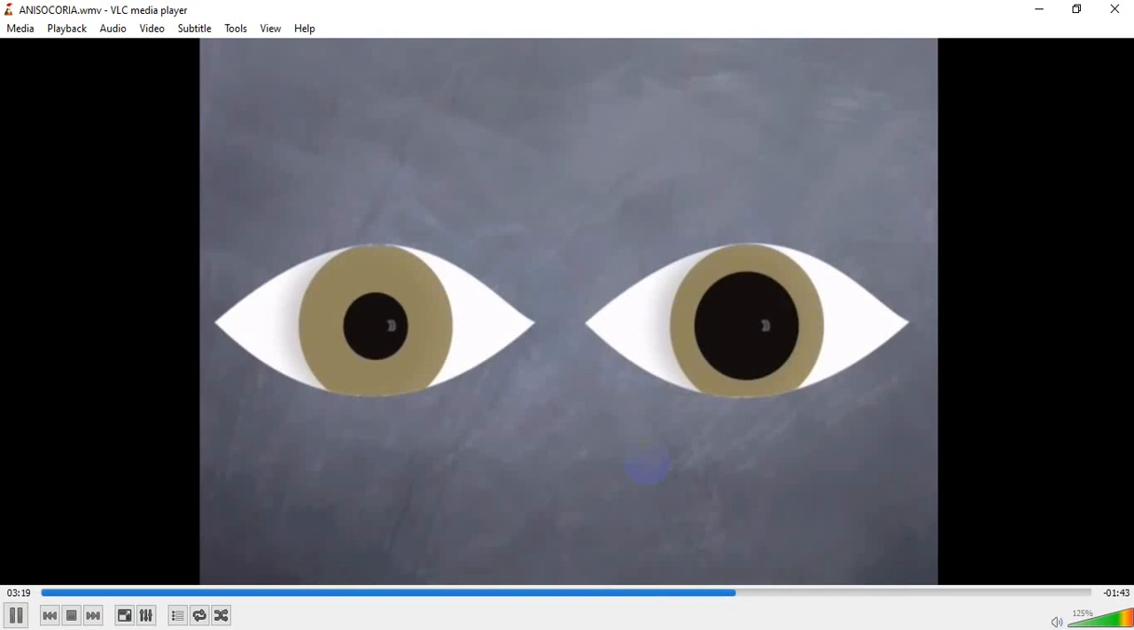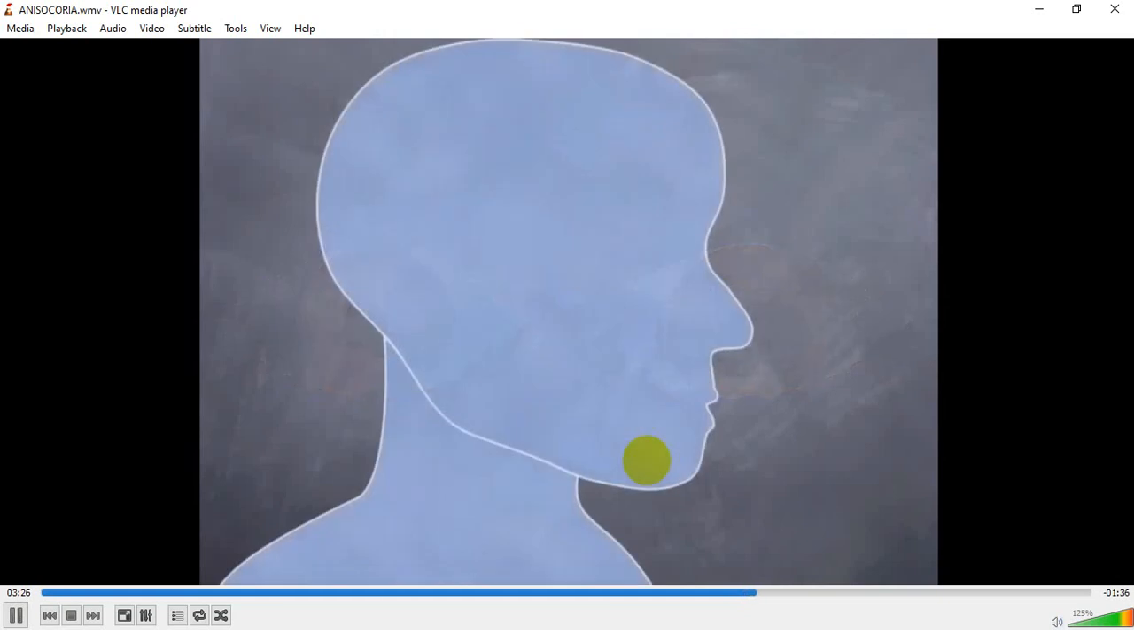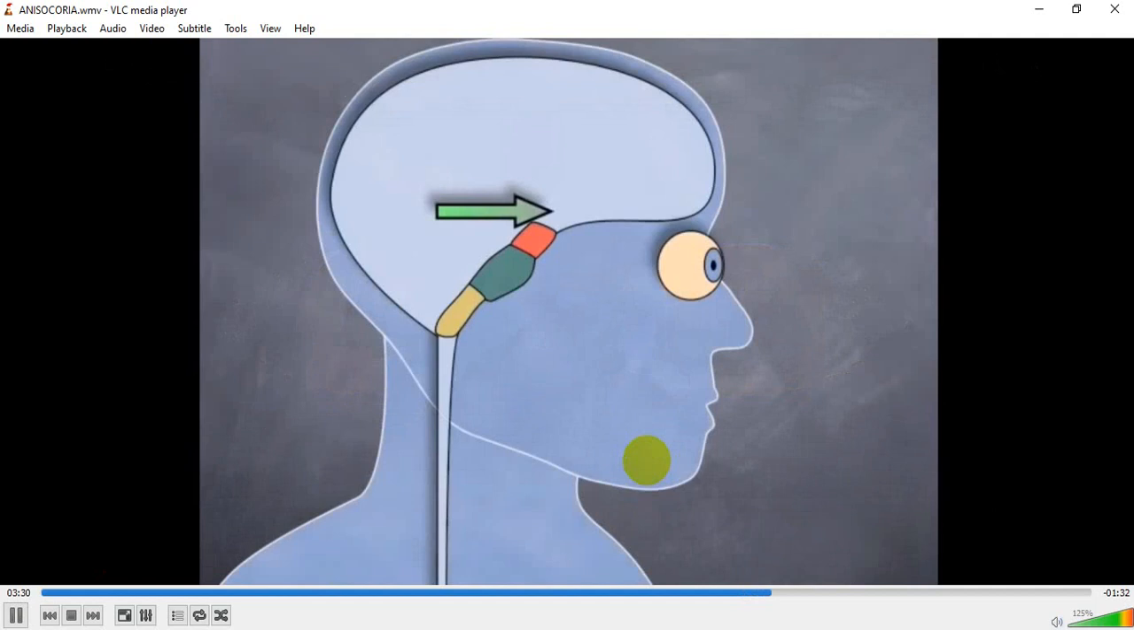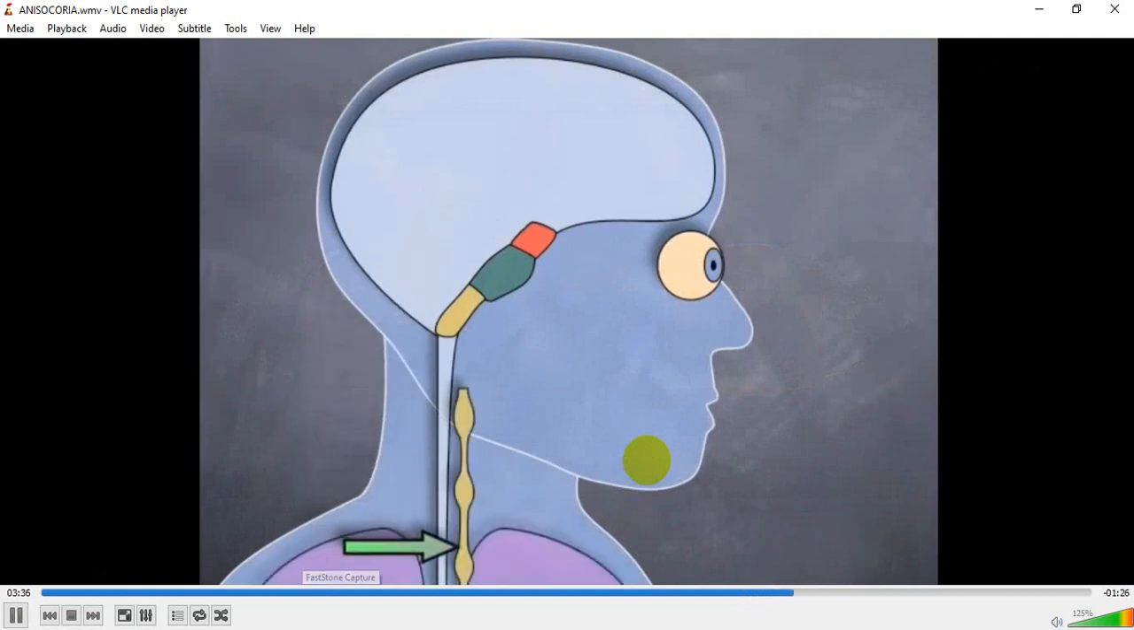I'm extremely sorry that I'm not able to show you those. Now I'll try and show you those particular different types of anisocoria. So I'll try and show you that.